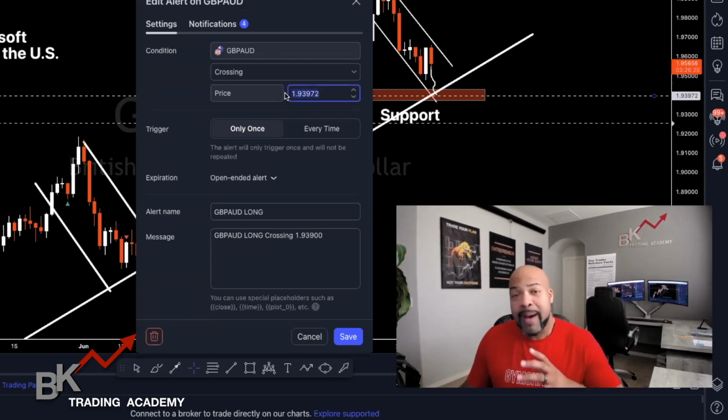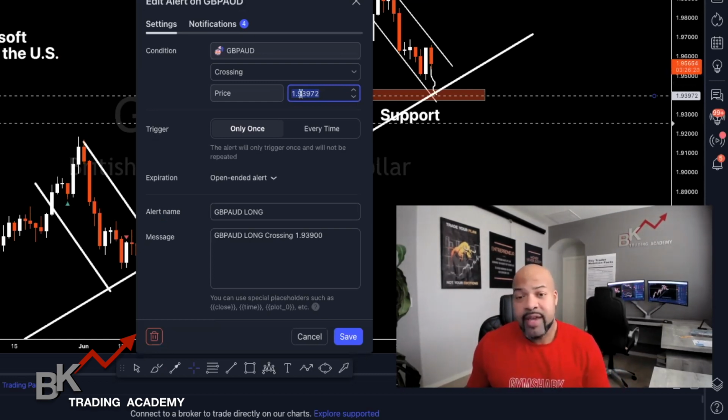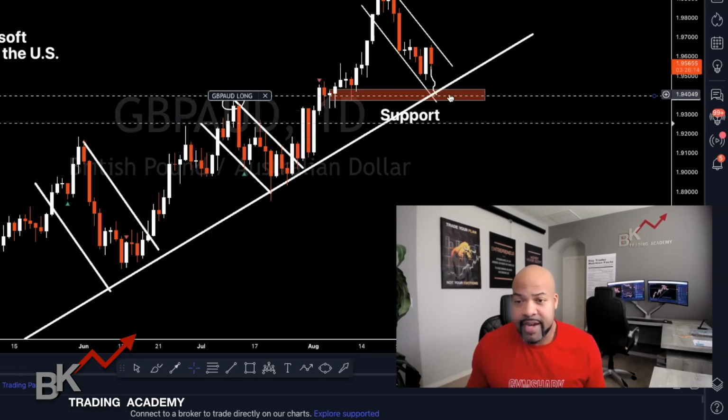So again, my price where I may get in, not definite, depending on if I see buyers stepping in and sellers getting out, is 1.93972-ish, meaning it can range anywhere within this area here. And if so, I'll be interested in swing trading this pair for a couple of days.